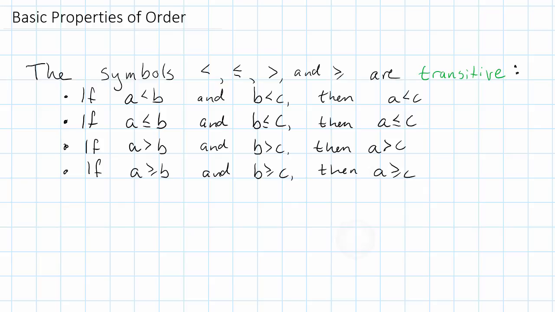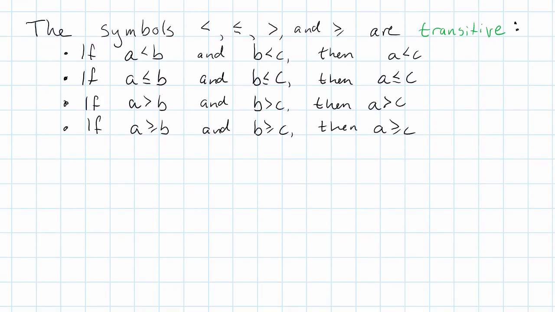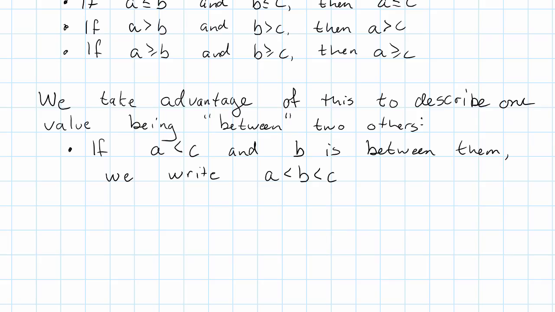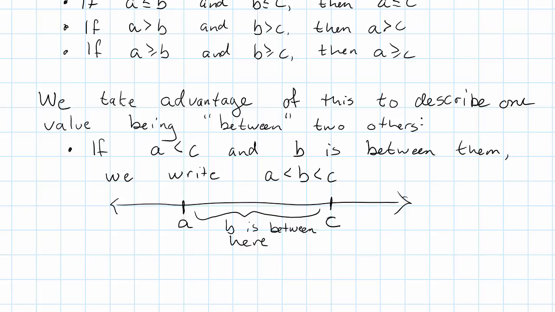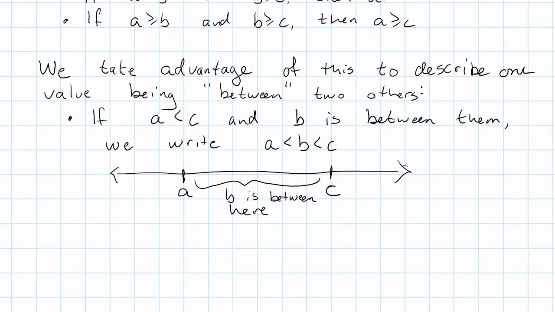This actually gives us a shortcut way of describing one value being between two others. If A is smaller than C and B is in between them, we write A is less than B is less than C. So this describes a picture that looks like this. A is on the left, C is on the right, and B is between them.